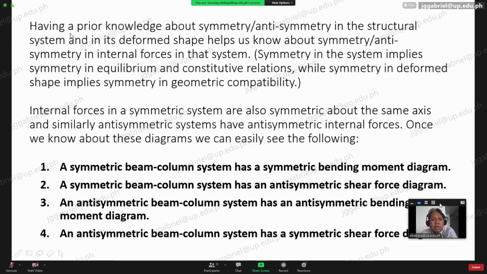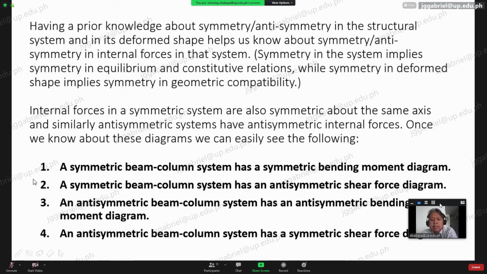Now, having a prior knowledge about symmetry and antisymmetry and its deformed shape helps us know about symmetry and antisymmetry in internal forces in that system. Internal forces in a symmetric system are also symmetric about the same axis, and similarly, antisymmetric systems have antisymmetric internal forces. Once we know about these diagrams, we can easily see the following.